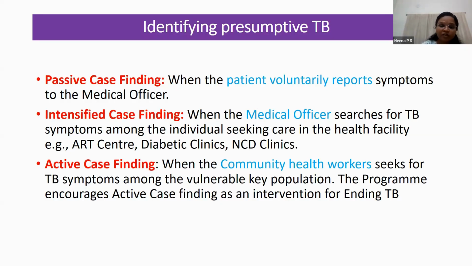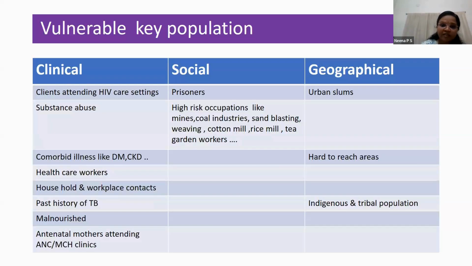And that has to be done by the medical officer itself. And the third is active case finding, where the community health worker is actively searching for TB symptoms in the community among the vulnerable key population. And who are these vulnerable populations? You have maybe three groups.